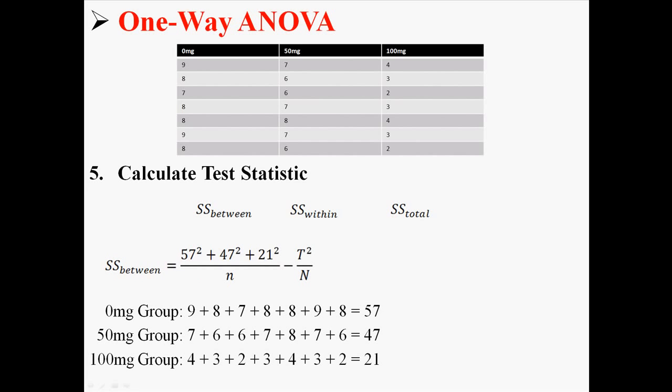You're going to take the sum of each of the 3 groups. You're going to get 57, 47, 21. You're going to square each of those sums, and then you're going to add together all of those squared sums. That's what that means. So hopefully if you're good with that, you should be good with this whole equation.